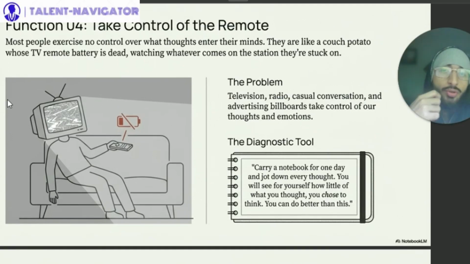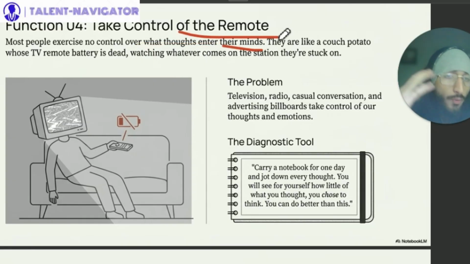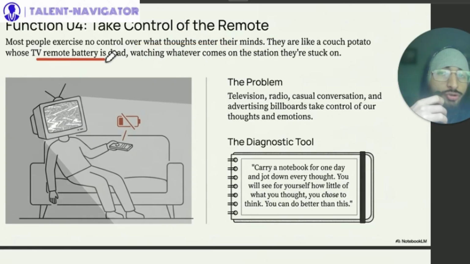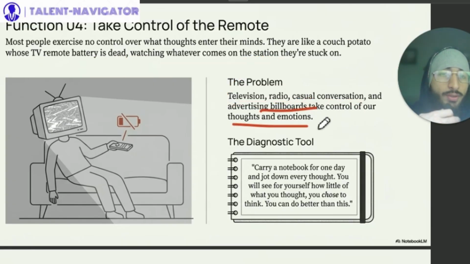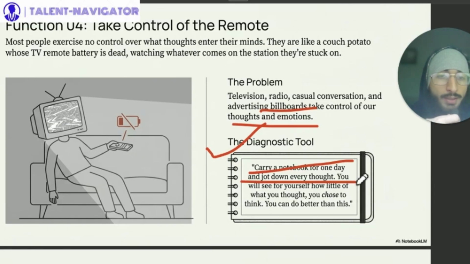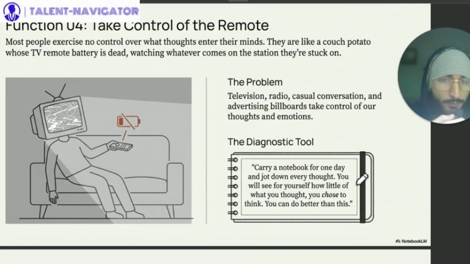Then function 4, take control of the remote. So most people exercise no control over what thoughts enter their minds. Take control of the remote of your mind. They are like a couch potato whose TV remote battery is dead, watching whatever comes on the station they're stuck on. The problem is TV, radio, casual conversations, social media, and advertising, billboards take control of our thoughts and emotions. The diagnostic tool is carry a notebook for one day and jot down every single thought. Maintain a journal of thoughts. You will see for yourself how little of what you thought you chose to think. You can do better than this.